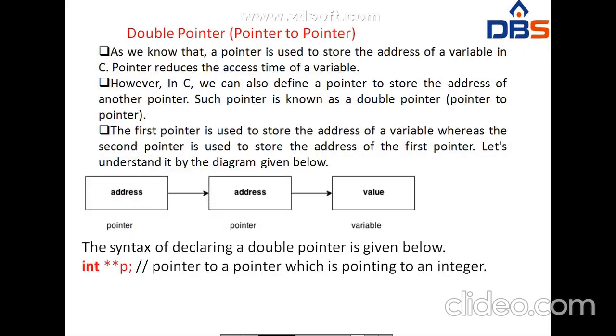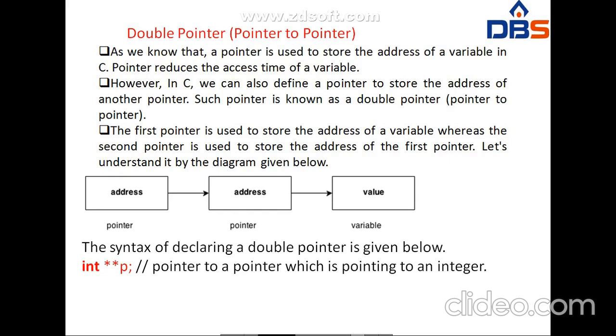Then, what is a double pointer, or what is a pointer to pointer? Generally, a pointer is used to store the address of a variable in C. A pointer reduces the access time of a variable. In C, we can also define a pointer to store the address of another pointer. Such a pointer we call a double pointer, or pointer to pointer. The first pointer is used to store the address of a variable, whereas the second pointer is used to store the address of the first pointer.